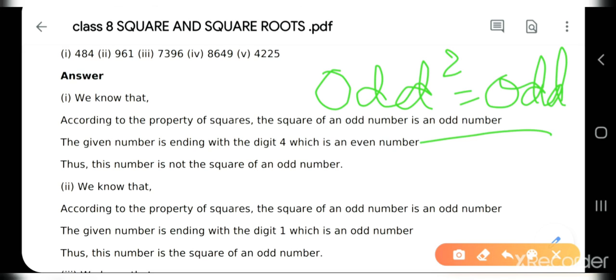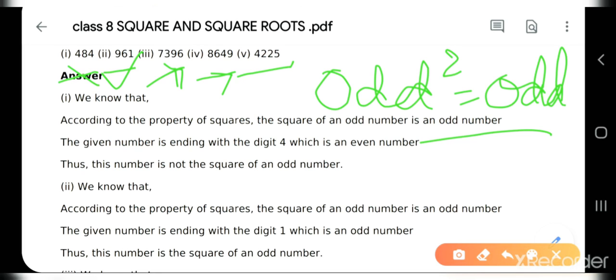Okay, so if the given number is an odd number, then it is a square of an odd number. So let's see which of the following are odd numbers. The first one is an even number, so it is not the square of an odd number. This is an odd number, so it is the square of an odd number. As the given number is an even number, it is not the square of an odd number. As the given number is an odd number, this is the square of an odd number.